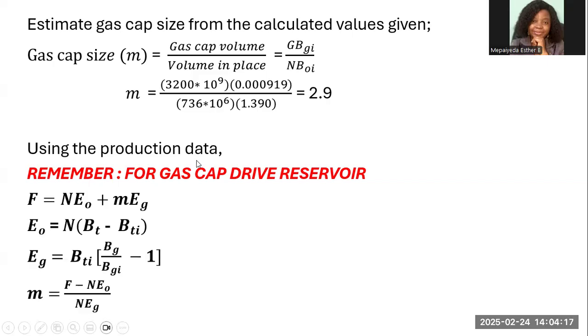Now let's make use of the production data, the volumetric data we're given. Let's look at what material balance says for m. For the gas cap drive, you remember F equals N Eo plus m N Eg. Because in this case m is not given, you have m equals F minus N Eo over N Eg.